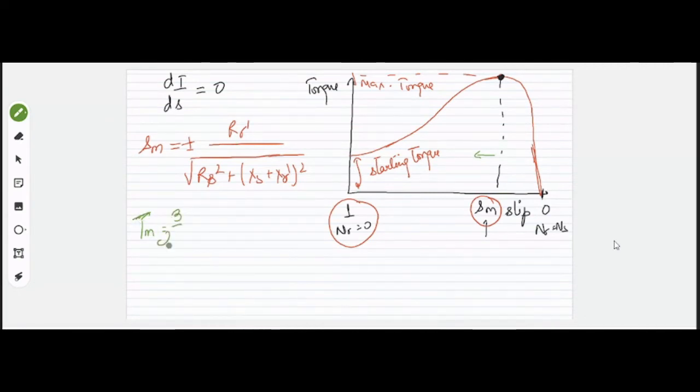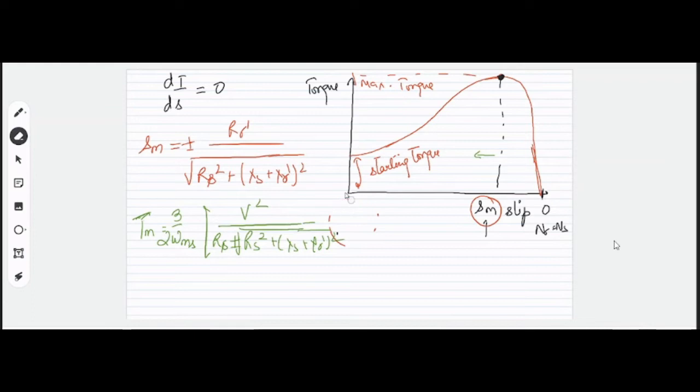It will be 3 by 2 omega s, times V square over R_S plus the square root of R_S square plus (X_S plus X_R dash) square. This will be this much. And this expression shows that your maximum torque does not depend upon the rotor resistance. You can see that the expression is free from the rotor resistance.